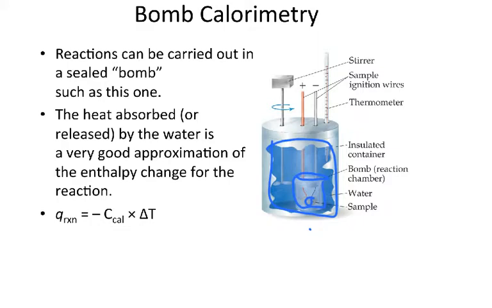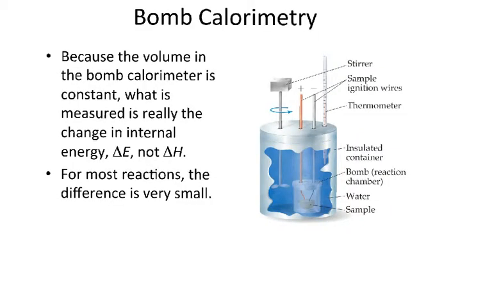We say that the heat transferred in the reaction is equal to the heat capacity of the calorimeter times the change in temperature. The heat capacity of the calorimeter differs for each individual calorimeter, so it's a value that needs to be determined experimentally, and it's considered a constant for whatever particular apparatus you're using.